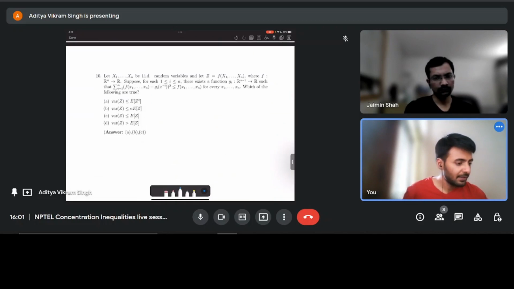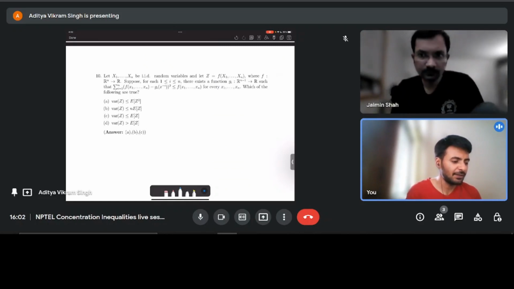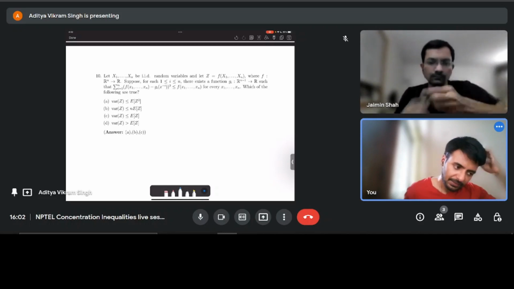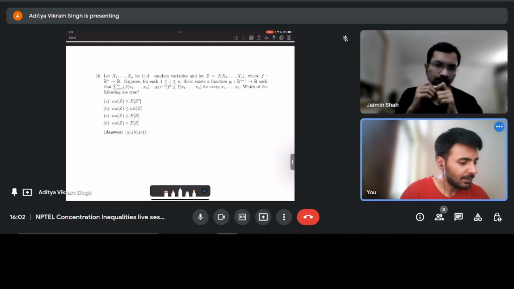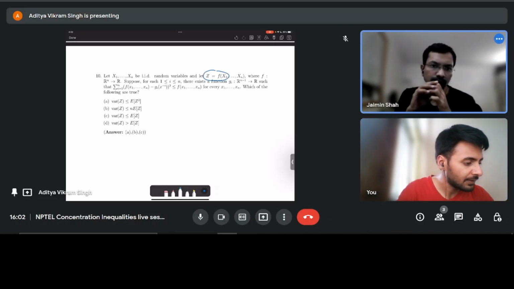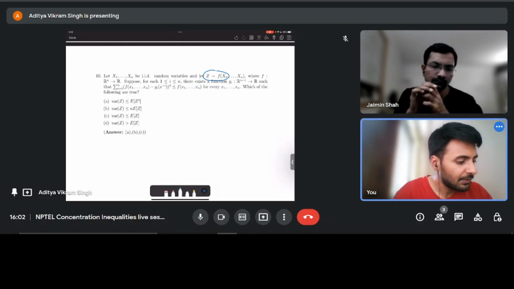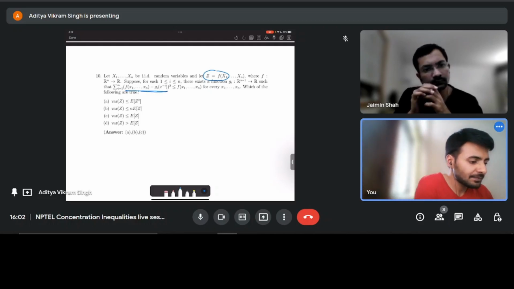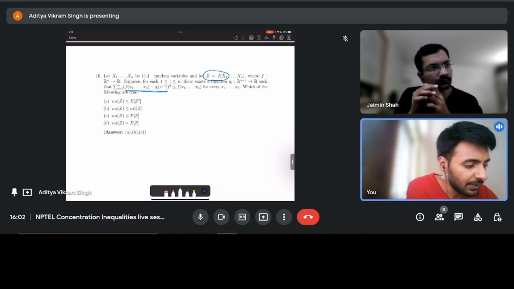And yeah, finally. Fine, so this is one application of Efron-Stein, and maybe I can cover this in the next session. But yeah, this kind of thing comes up in applications as well. So you want to compute the variance of Z, which is this function f, and what you know is this: for every i, there exists some function g_i, which takes everything except the ith, where everything else is fixed except the ith.